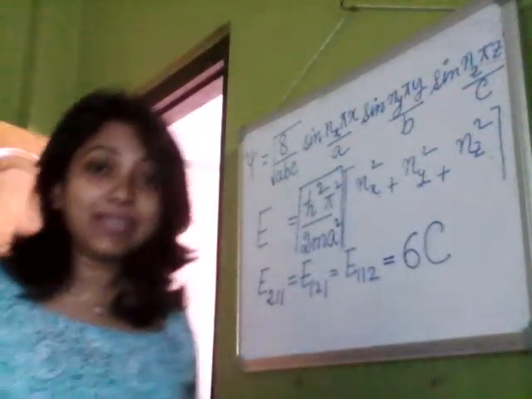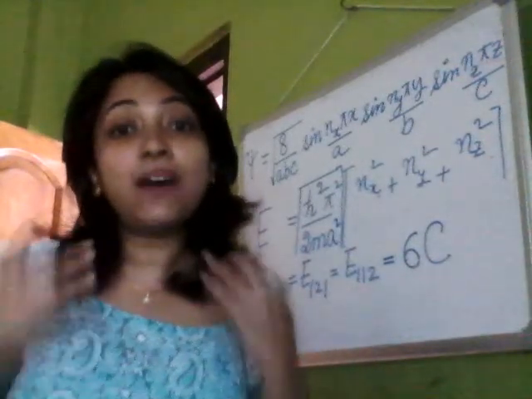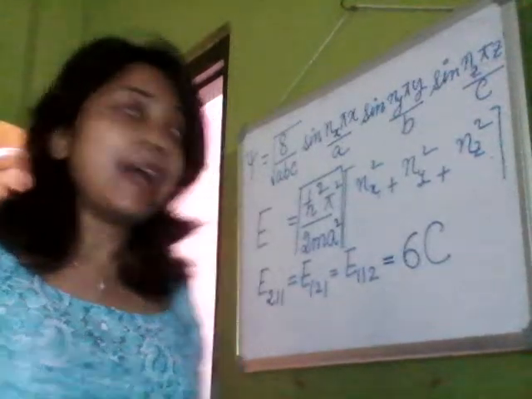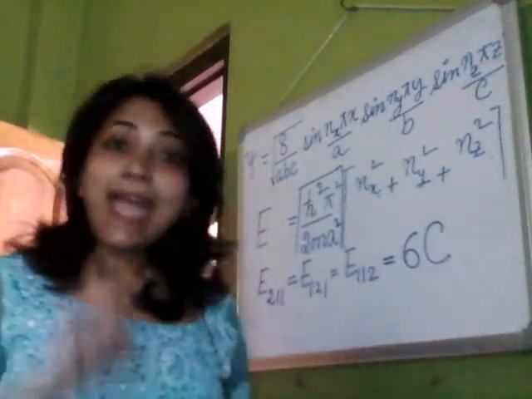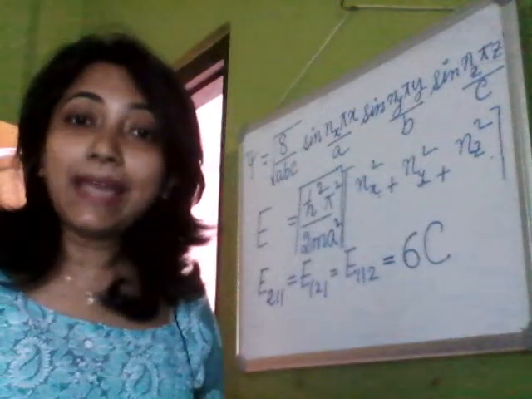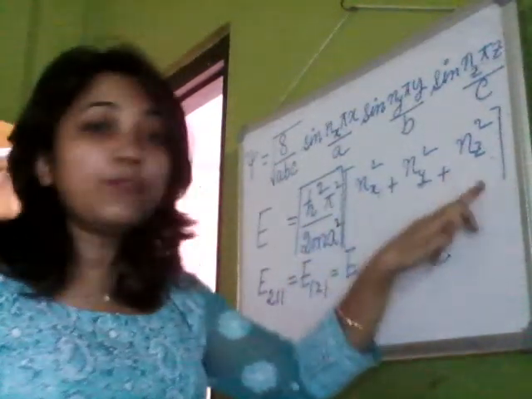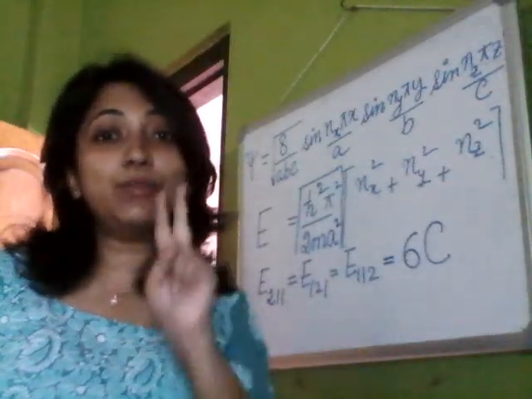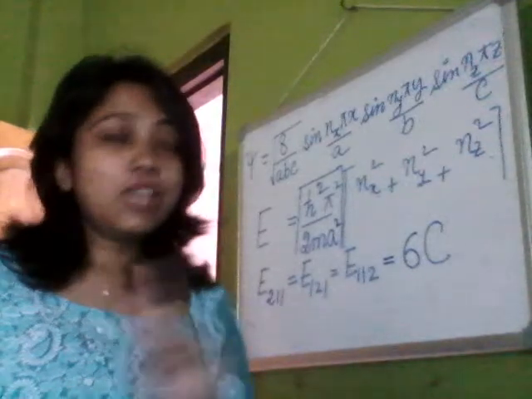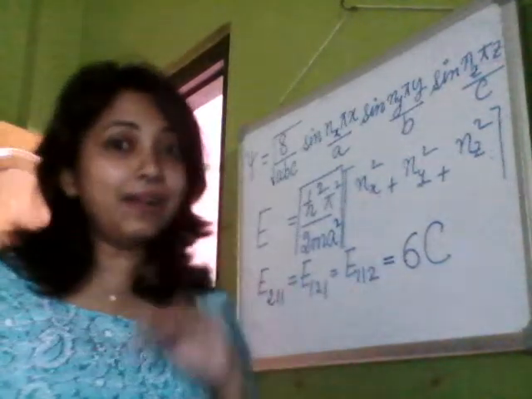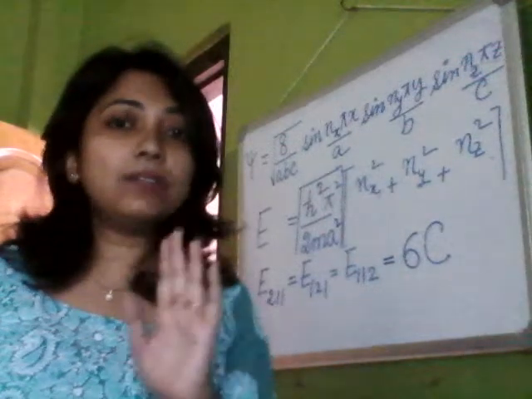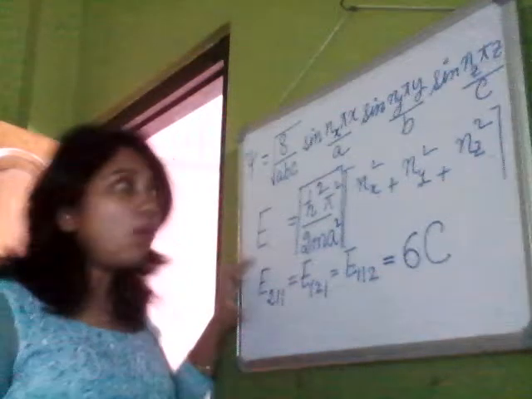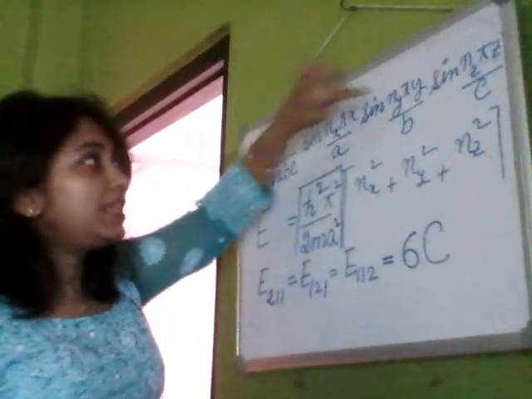Are you all following me? Here, the first excited state energy is 6 times this constant, and it can be obtained by taking any one of NX or NY or NZ to the value 2. Very good. So we have this value, but just take a break. Now just think, what will be the wave function for E211? Only NX will be 2, these two will be 1.